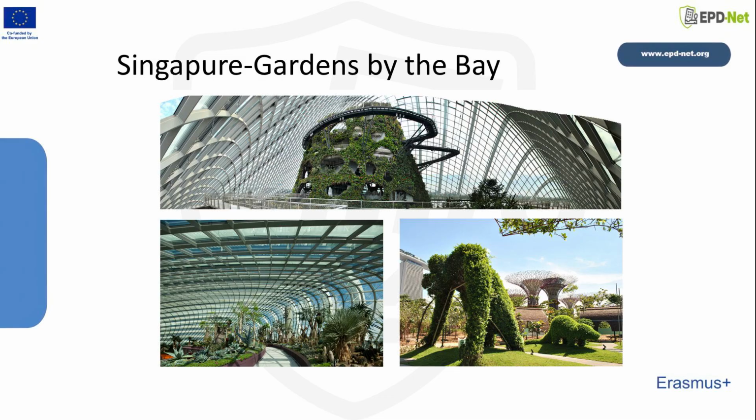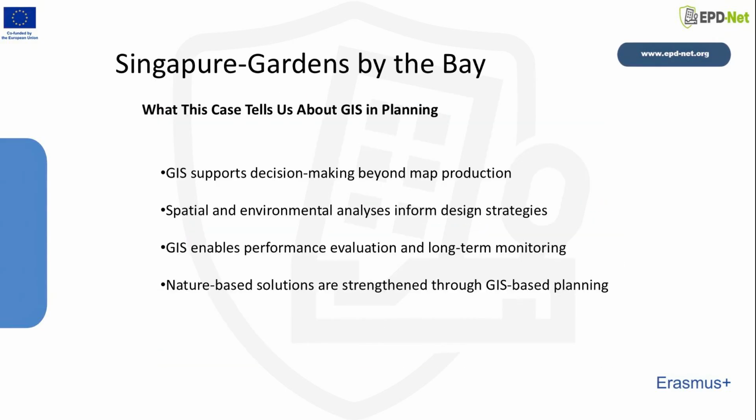Gardens by the Bay integrates vegetation, structure, and climate-responsive systems to create a nature-based urban landscape. Environmental and spatial analyses inform the design to enhance microclimate regulation and urban resilience. This case study clearly demonstrates that geographic information systems are not limited to map production. Rather, they function as integrated systems that support analysis, decision-making, and monitoring throughout the planning process.